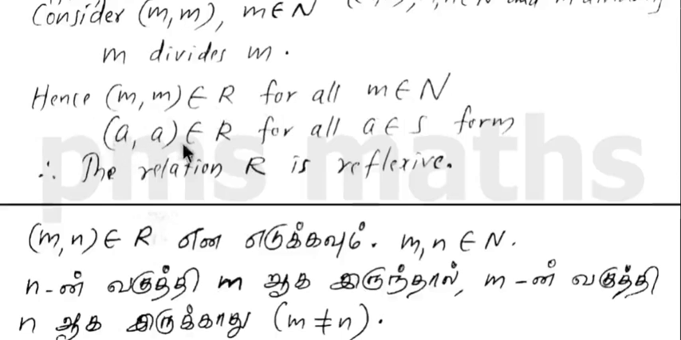(a, a) belongs to R for all a belongs to S. S means a general set. This is the general relation set. Here this R is the given relation set. This is the condition for a reflexive relation. This condition is satisfied here. Therefore, we can say that on the given set, the relation R is reflexive.